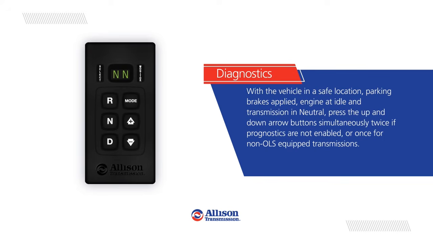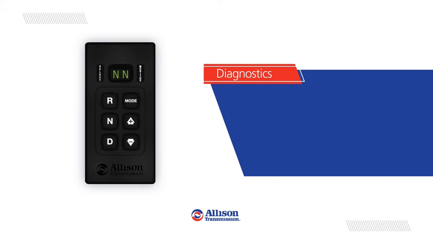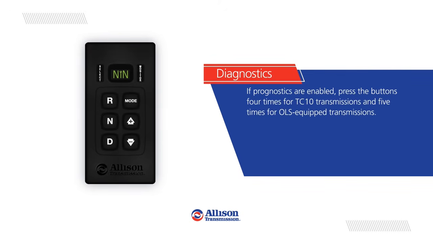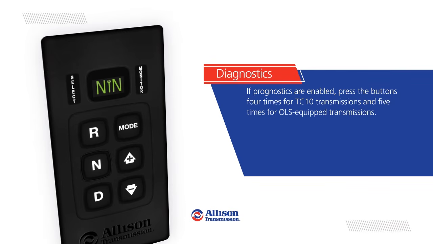With the vehicle in a safe location, parking brakes applied, engine at idle, and transmission in neutral, press the up and down arrow buttons simultaneously twice if prognostics are not enabled, or once for non-OLS equipped transmissions. If prognostics are enabled, press the buttons 4 times for TC10 transmissions and 5 times for OLS equipped transmissions.